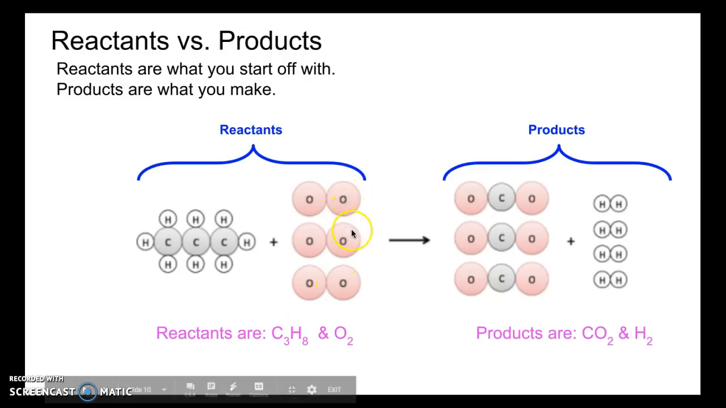Over here, we have 3 of the same type of thing. So let's just focus on one. I'll focus on this one on the top. We have a molecule made up of 2 oxygen atoms. So the chemical formula is O2.